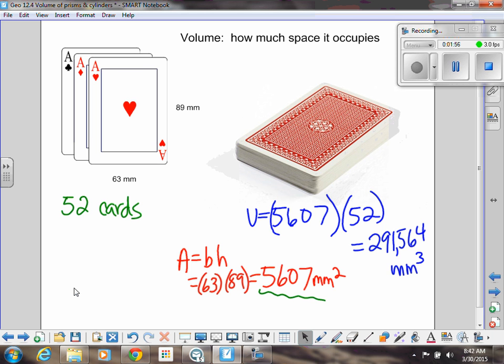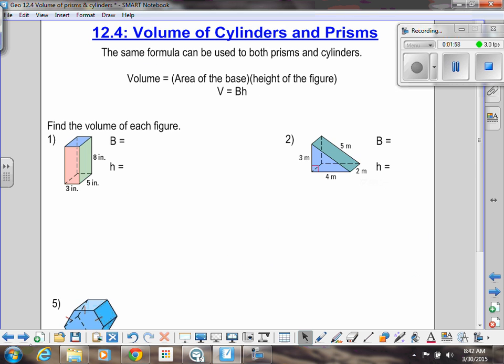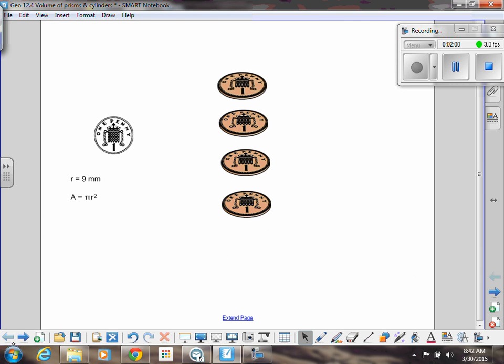Okay, take another example. Let's say we have some coins. So if I have a penny, and a penny is 9 millimeters across, well, if I just want to know how much area is one single penny, that's just pi times radius squared. So I could do pi times 9 squared, which is 81 pi.